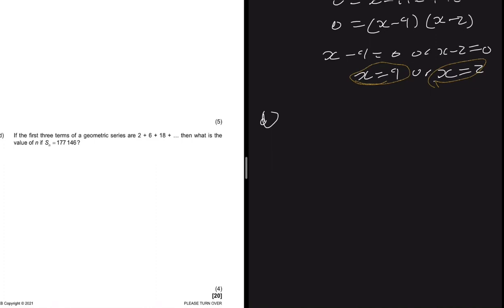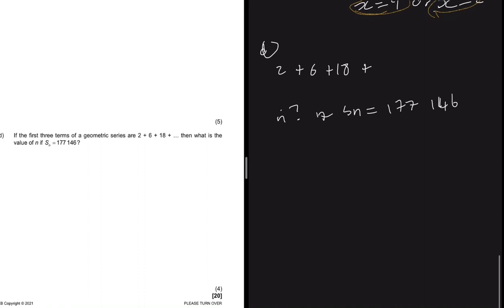D says, if the first three terms of a geometric series are 2 plus 6 plus 18, then what is the value of n if Sn equals 177,146? Okay, so let's check. We were already told that this is a geometric series, right?